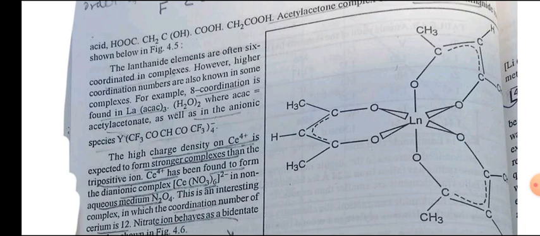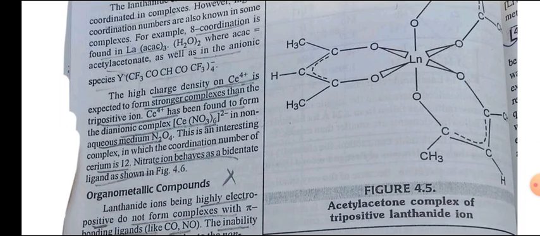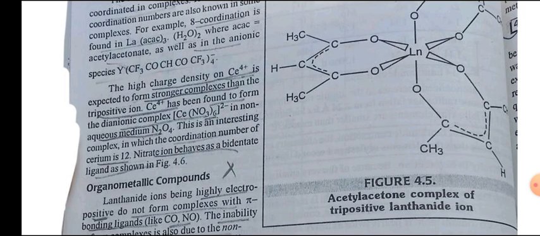The high charge density on Ce4+ is expected to form stronger complexes than the tripositive ion. Ce4+ has been found to form the dianionic complex in a non-aqueous medium N2O4. This is an interesting complex in which the coordination number of cerium is 12. The nitrate ion behaves as a bidentate ligand as shown in figure 4.6.